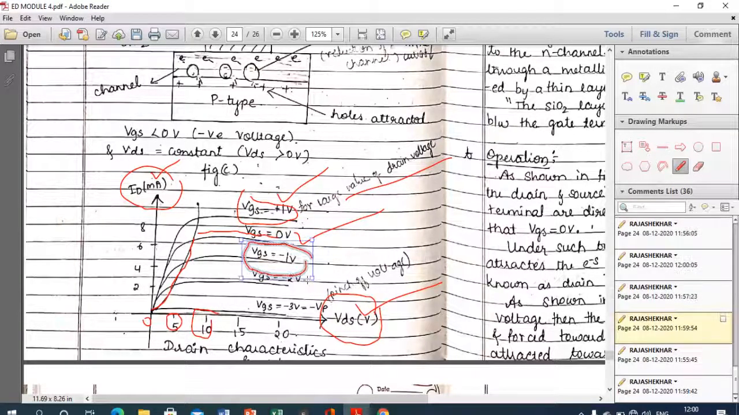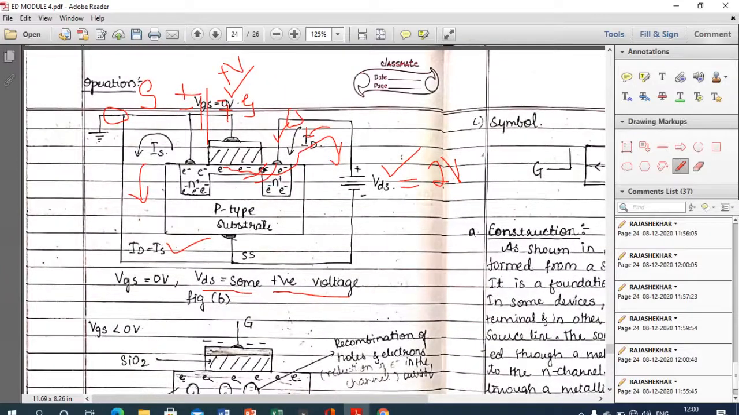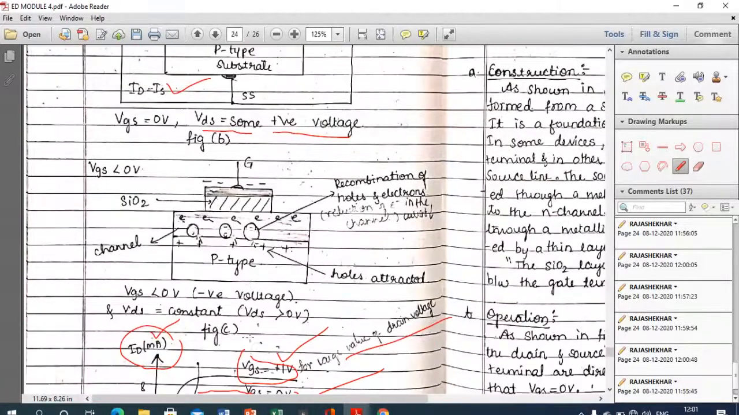Similarly, if I take minus 2 or minus 3, the only thing this negative supply does is reduce the electrons in the channel, because negative supply always repels the electrons present in the channel and attracts the holes present in the p-type substrate. Because of this, electrons start reducing, thereby the drain current also reduces. The same thing is explained here. This is the same explanation.